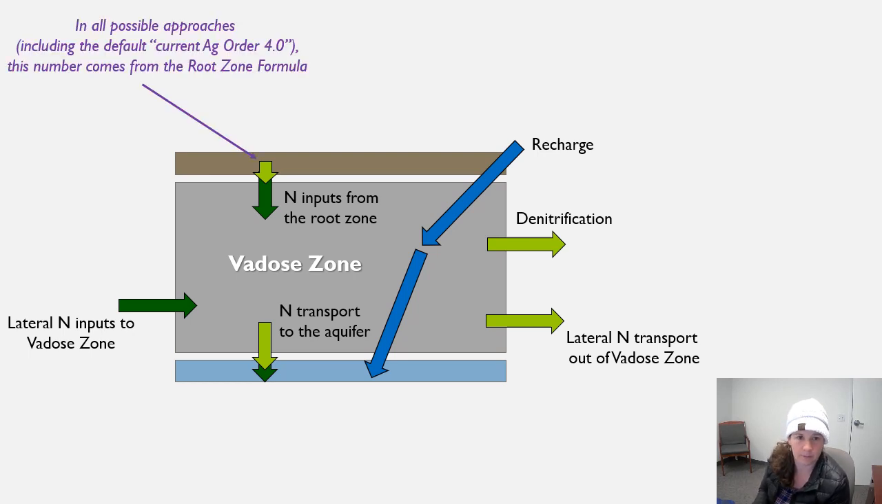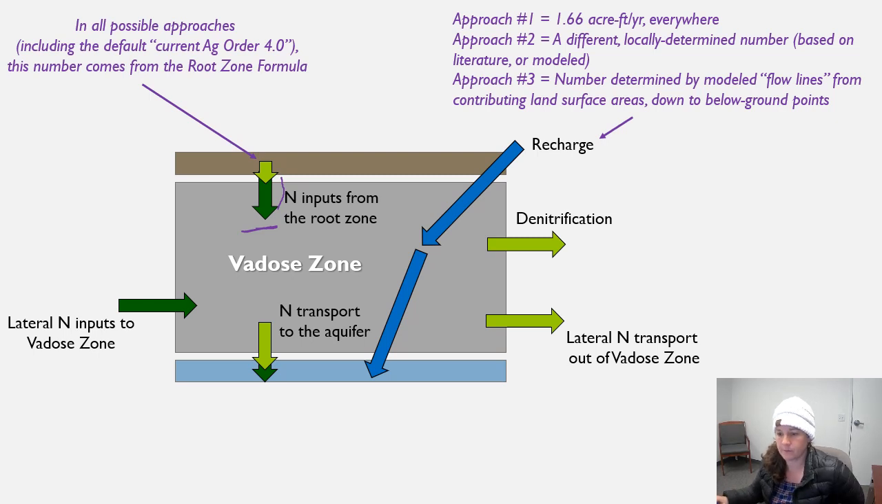The first thing I wanted to point out is that in all of our possible approaches, including the default Ag Order 4.0 as it currently stands, this number here, the nitrogen inputs from the root zone, comes from the root zone formula. So whatever our approach is, we're going to be using the output of the root zone formula to put a number to this arrow here.